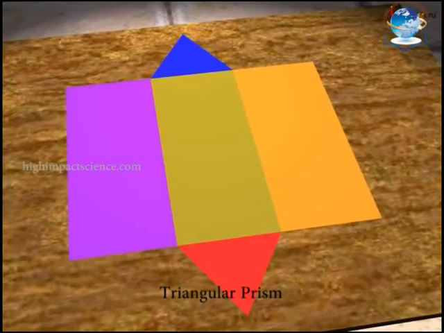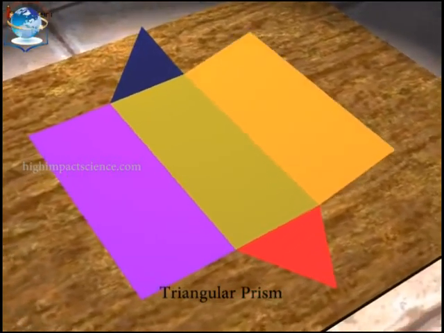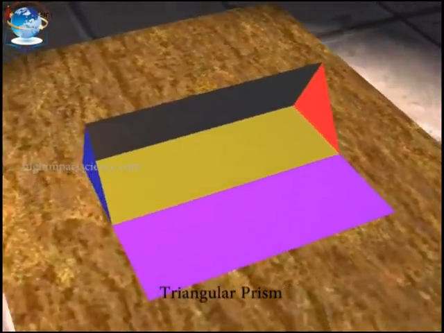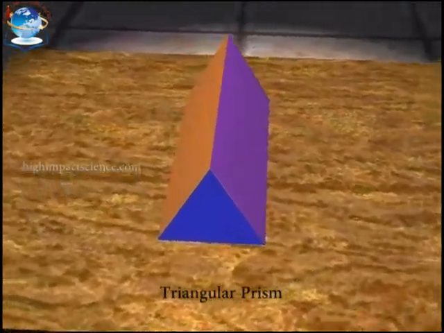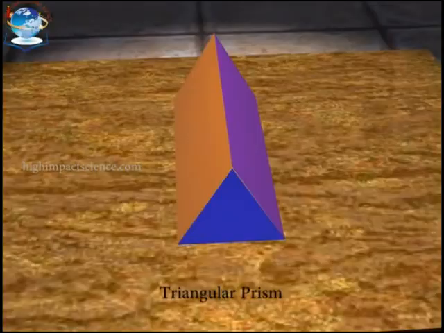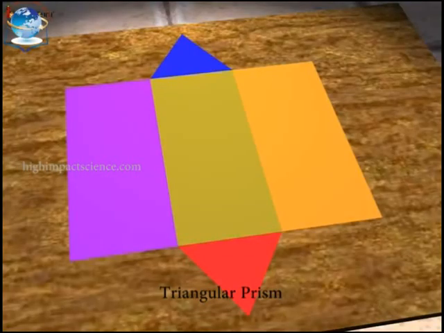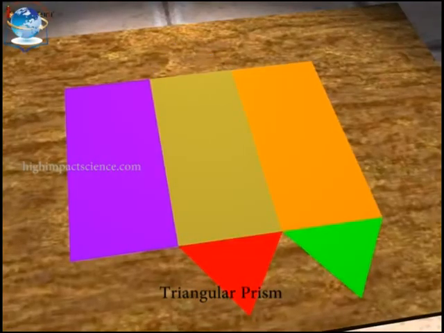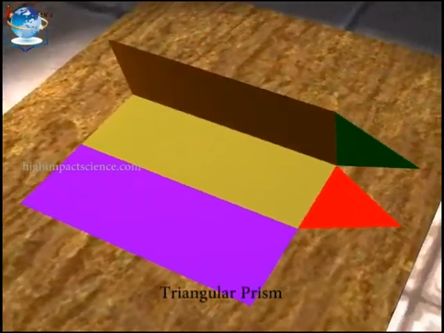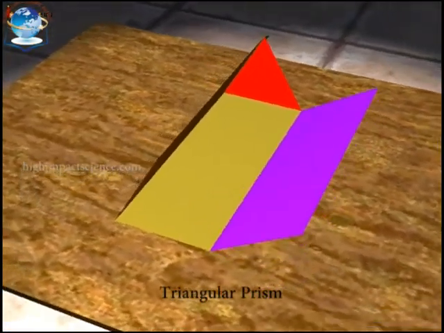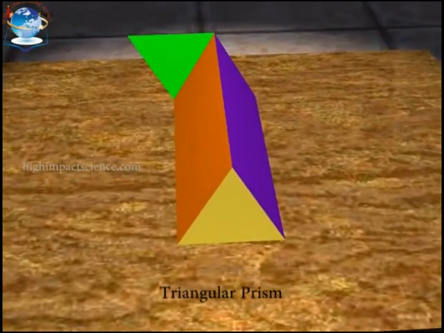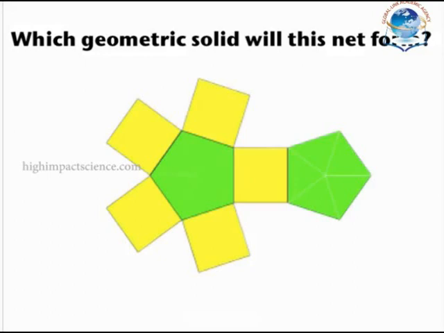The attachment of these shapes on the net is very important because their mere presence does not always mean it's the required net. Consider this net with the 3 rectangles and 2 triangles, but attached differently. If we fold it, one triangle does not take its place, so the triangle is in the wrong place on the net. Take a look at these nets and try and visualize how they are folded to form the solids.